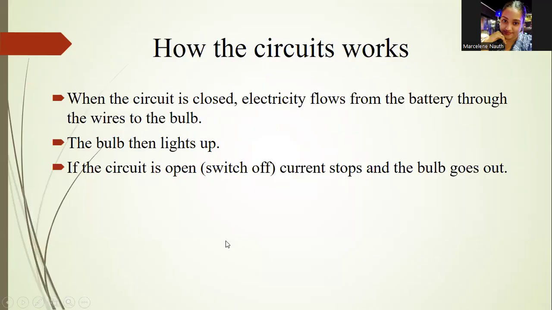Now, when the circuit is closed, electricity flows from the battery through the wires to the bulb. The bulb then lights up. If the circuit is open or switched off, current stops and the bulb goes out. It means that the bulb can't come on, right?